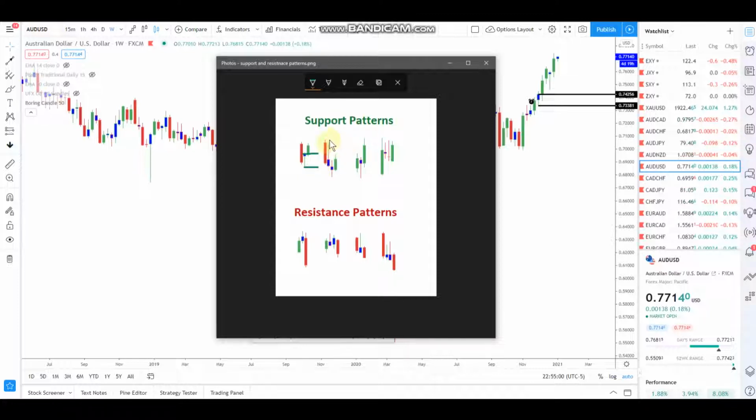And then our next pattern is going to be a red, 2 blue, and a green, and we're just going to use the top of the 2 blue bodies and the lowest wick of the 2 blue candles. Okay, and then our third pattern is going to be a green, a blue, and a green, and we're just going to use the top of the body and the wick. Our last support pattern is going to be a green, 2 blue, and a green, and we're just going to use the highest part of the body here and then the lowest wick of the 2 blue candles.